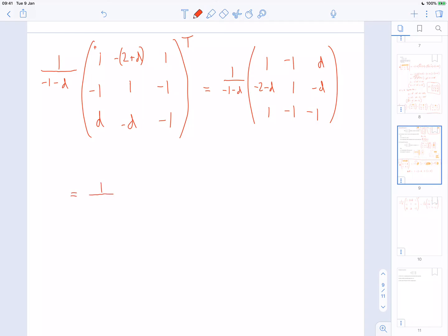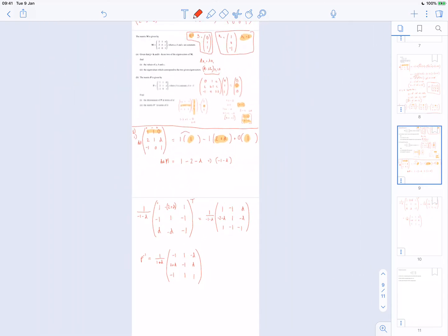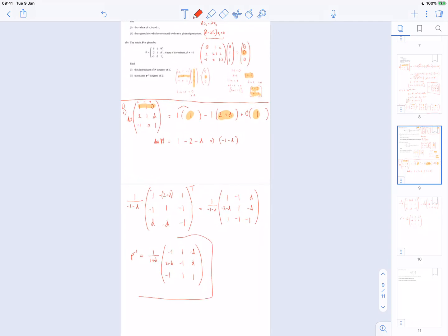And just for giggles, if I take a factor of minus 1 out the front, I'm going to have 1 over 1 plus D. And then if I put the minus 1 inside, I'm going to have minus 1, 1 minus D, 2 plus D, minus 1, positive D, minus 1, 1, 1. And that is my inverse of P. Coolsies. And that is the inverse in terms of D.